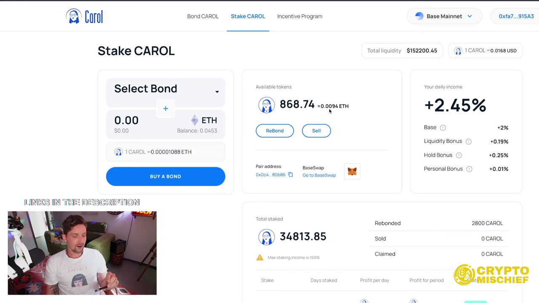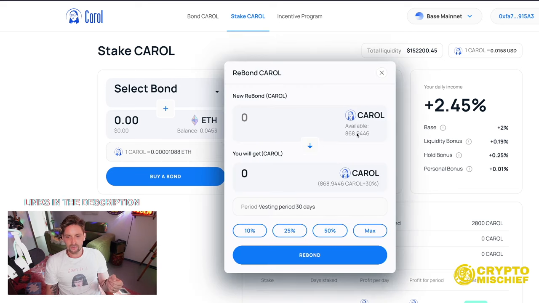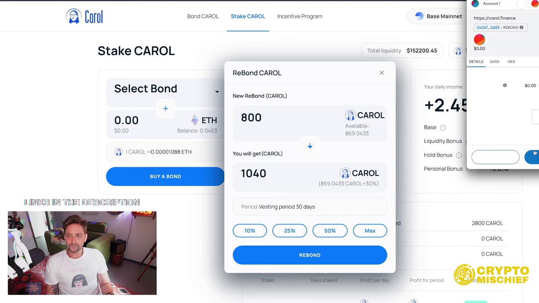The amount of Carol I'm making is increasing every day because I'm compounding every day. And this is super cool, right? So let me just rebond. We take 800 Carol token. We rebond that token. We take 800 of them. Boom. We're going to get 1,040 paid back to us, right? Because 30% more. Yeah, it's vested for 30 days. So let's rebond this. Bada bing, bada boom. In we go.